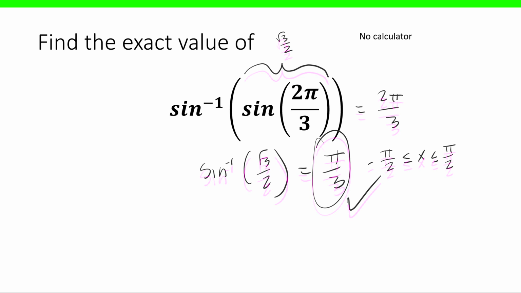Okay, so you have to be careful here. It's very tempting to want to say it's just 2 pi over 3 because of how we said that these things cancel each other out, but you have to make sure that it's part of the range, and in this case it wasn't, so we have to go back to the equivalent value.